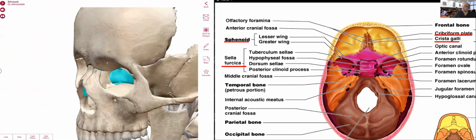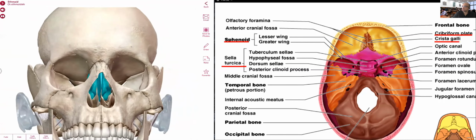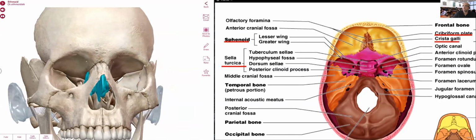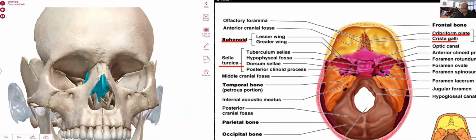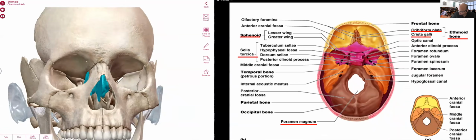Again, what do we call this last cranial bone that we're looking at? It's my ethmoid bone. So again, what is the name of this bone on here, that I can see part of it inside the cranial cavity? It's my ethmoid bone.